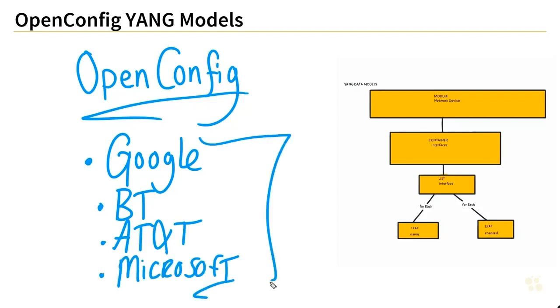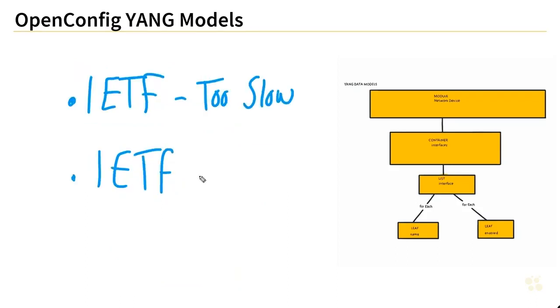Now these operators had a kind of shared vision. They liked the idea of open standard, model-driven programmability, but they really wanted it to be implemented at a faster rate. Quite frankly, the OpenConfig group were pretty frustrated, it seems. In their eyes, the YANG models were just not being produced fast enough. Another problem they saw was that the IETF were a little bit too restrictive.